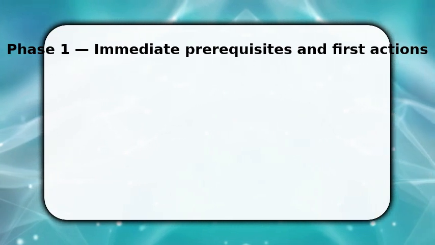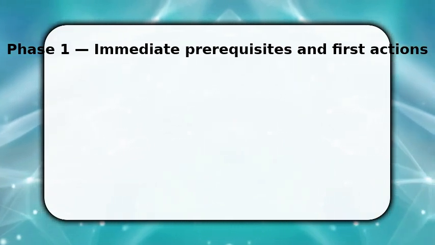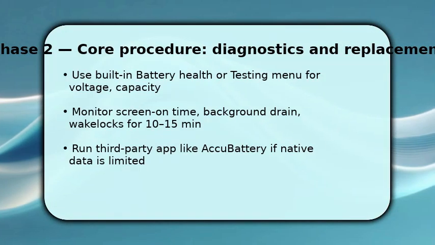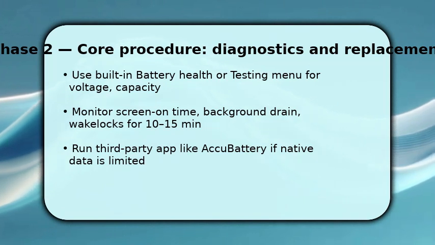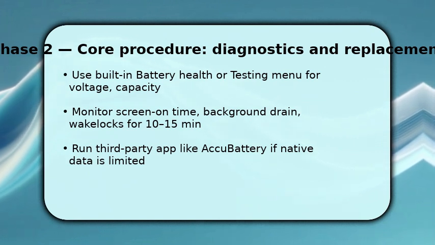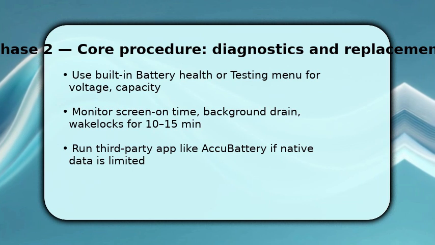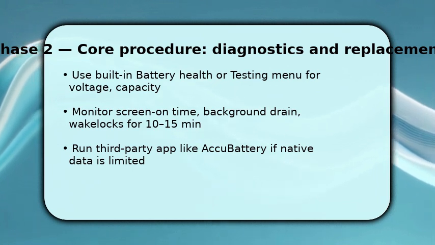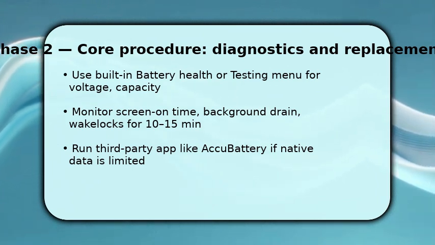You now run diagnostics and watch how the battery behaves. Open the battery health or testing menu to read voltage and estimated capacity. These numbers show degradation. Next, monitor screen on time, background drain, and wake locks for 10 to 15 minutes while performing typical tasks. This reveals abnormal drains.